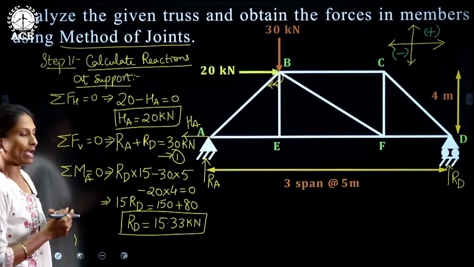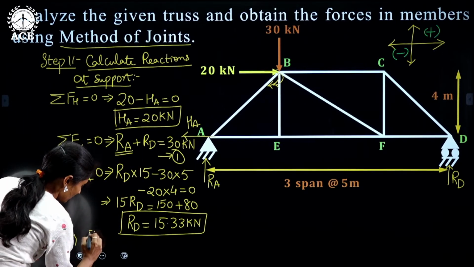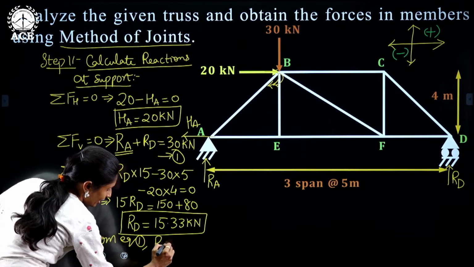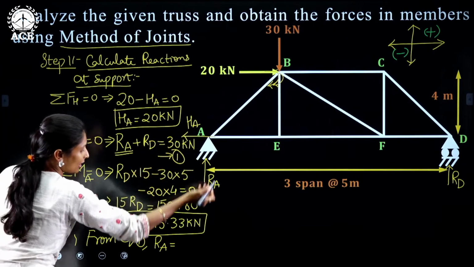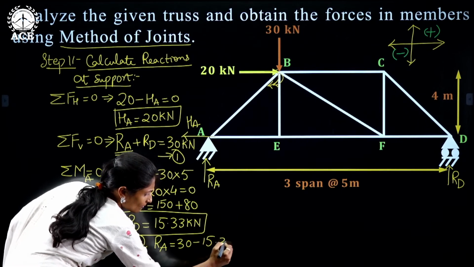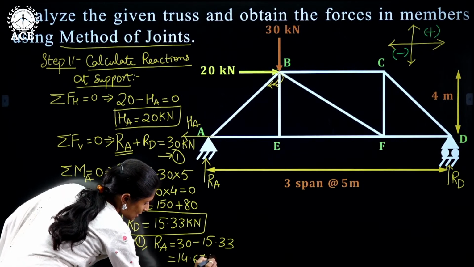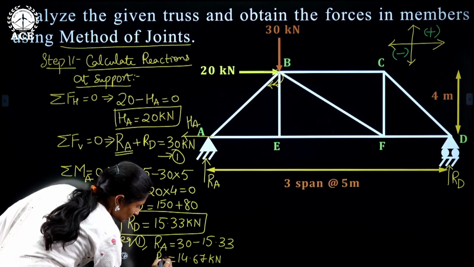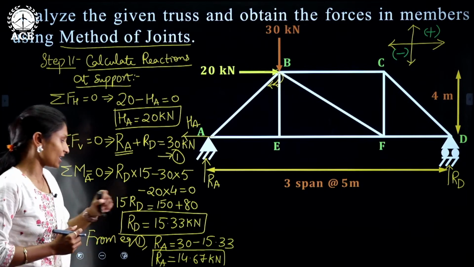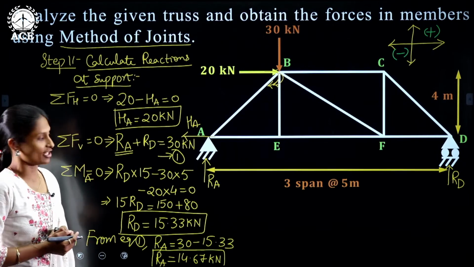15.33 kilonewtons. Now we have already got RD. How to determine RA now? From equation 1. What will be RA? RA will be 30 minus 15.33. So RA is equals to 14.67 kilonewtons. RA is equals to 14.67 kilonewtons and RD equals to 15.33, where HA equals to 20 kilonewtons.